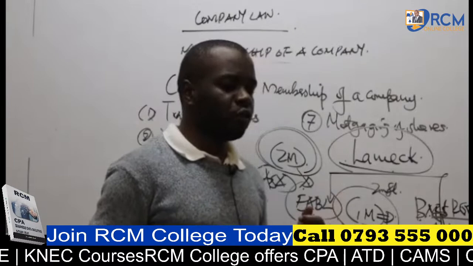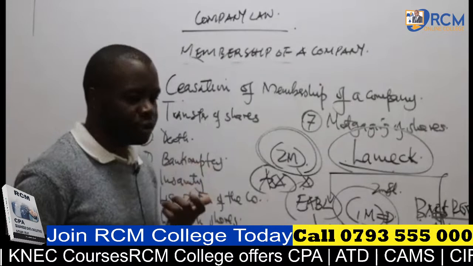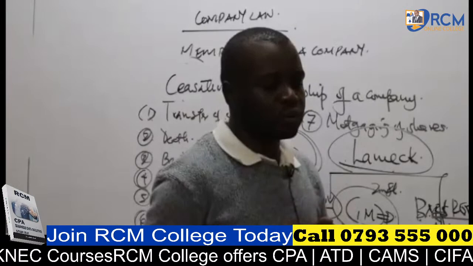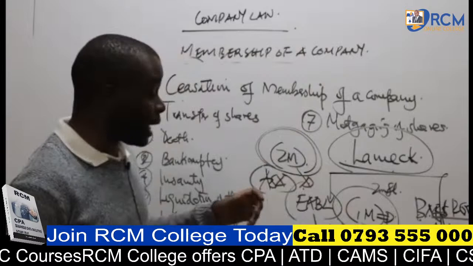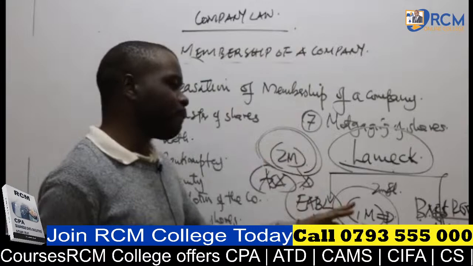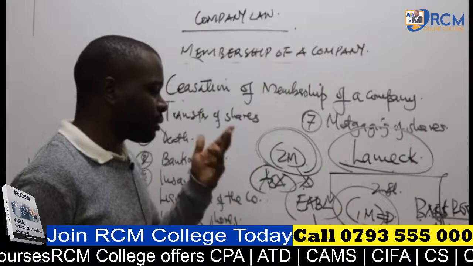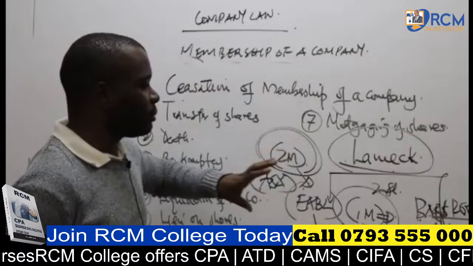lien over Lamech's shares. So what do we mean by lien on shares? It is simply whereby a company, if allowed by its articles of association, can withhold the shares of a shareholder who is indebted to the company until he is able to pay off the debt. It simply means that Lamech will lose the shareholding in EABL unless he is able to pay, or maybe if the business starts performing well after the pandemic, then probably he can pay the amount and get back his shares. Failure to do so, they can take over the shares.